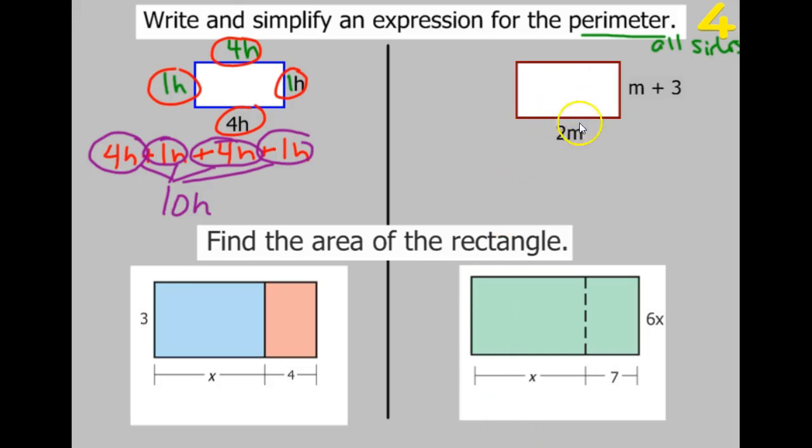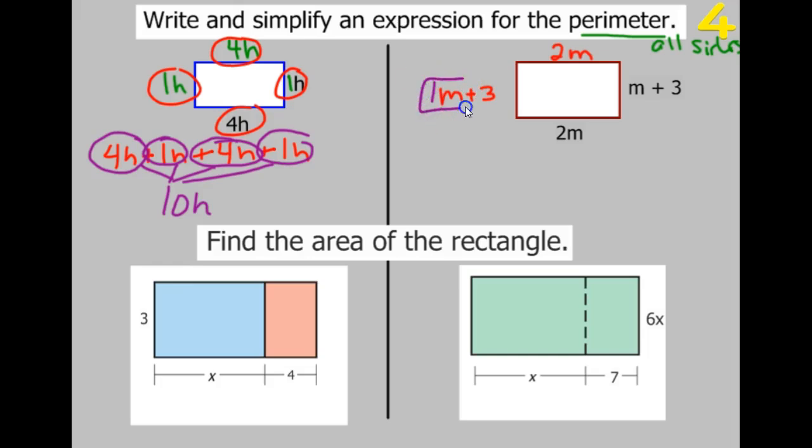Over here, same thing. We have 2M on the bottom, so there must be 2M on the top. M plus 3 on the right, so M plus 3 on the left because it's a rectangle. Some of you might be thinking, can't I just add this up from right here? And the answer is yes, you can.